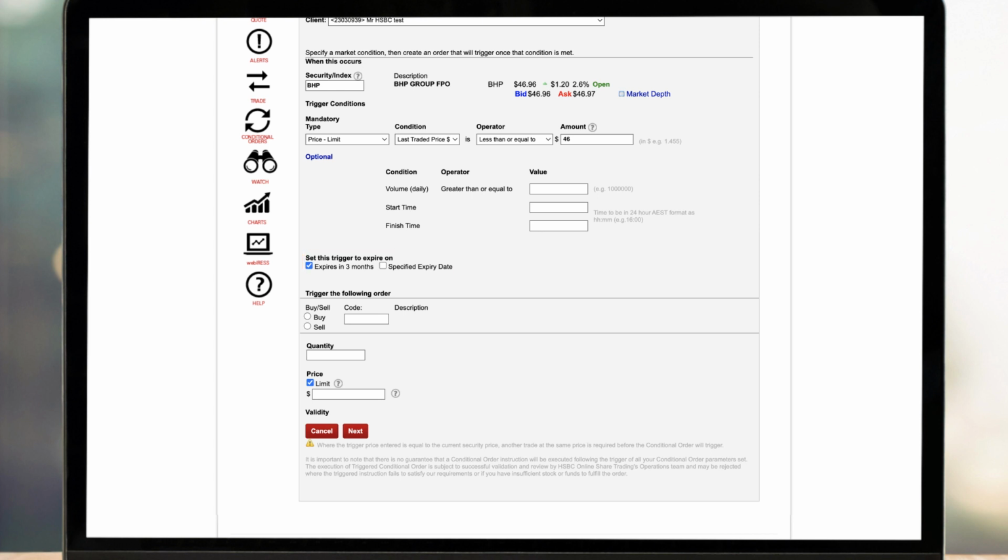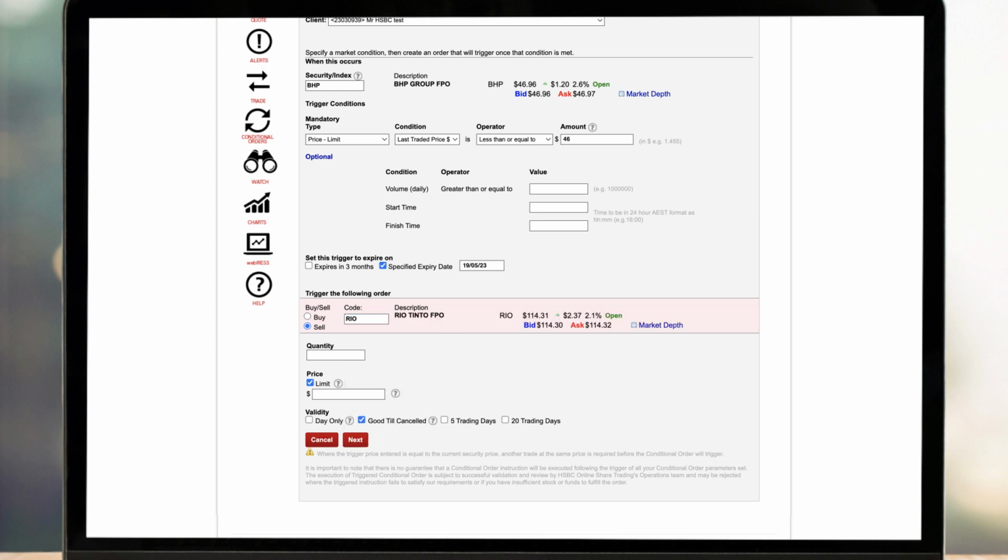You also need to make sure you specify an expiry date. For example, you can set the trigger conditions to expire in a period of time such as 3 months, or on a specific date, such as 19 May 2023. Then you're going to come to the second part of the order pad, the order itself. You must first choose what stock you wish to buy or sell under these conditions, and at what quantity and price. For this example, we will use Rio Tinto.